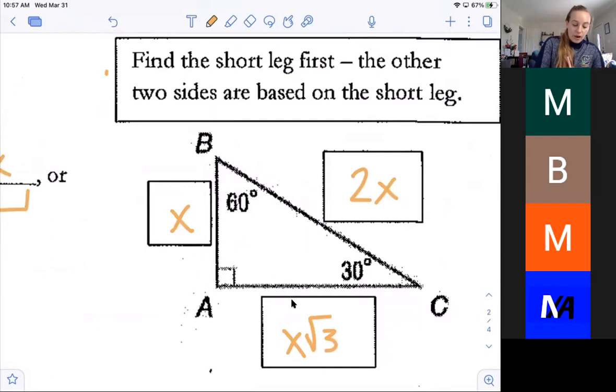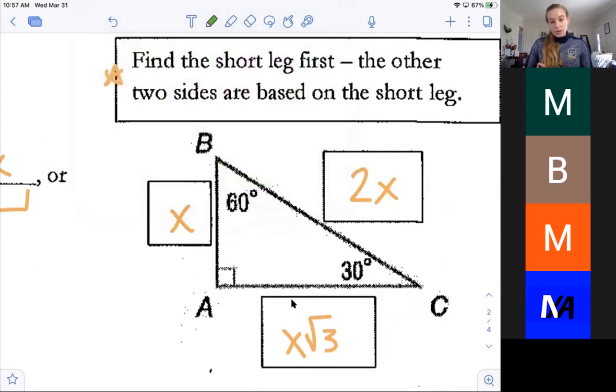Now a hint, always find the short side first. Always find the short leg first and then find your other legs based on that, because all of them have an x in them, which means the short leg. So everything's in terms of the short leg. Let's talk about if we were to start at the short leg and get to one of the bigger sides.